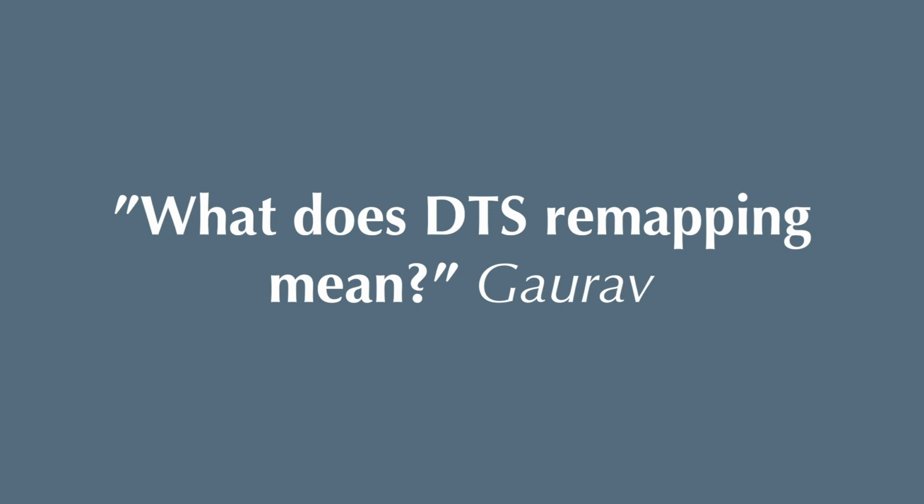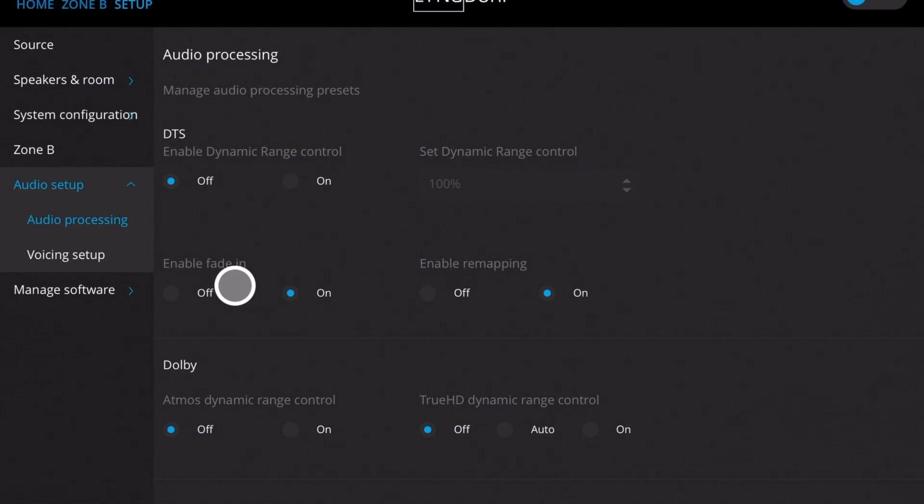What does DTS remapping mean? This came from Gaurav. And this is part of the capable DTS remapping engine. And it's a kind of upmixing for soundtracks. For example, if it's a 5.1 soundtrack and you have rear speakers in 7.1 or 9.1, it will engage the rear speakers in 7.1, 9.1, even though you have 5.1 content. So it's a kind of upmixing.